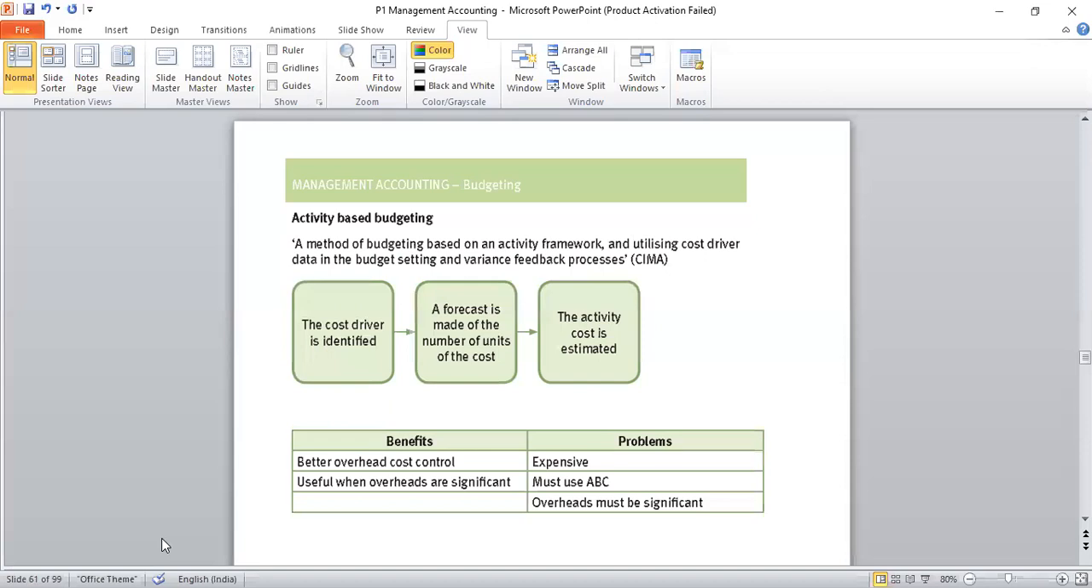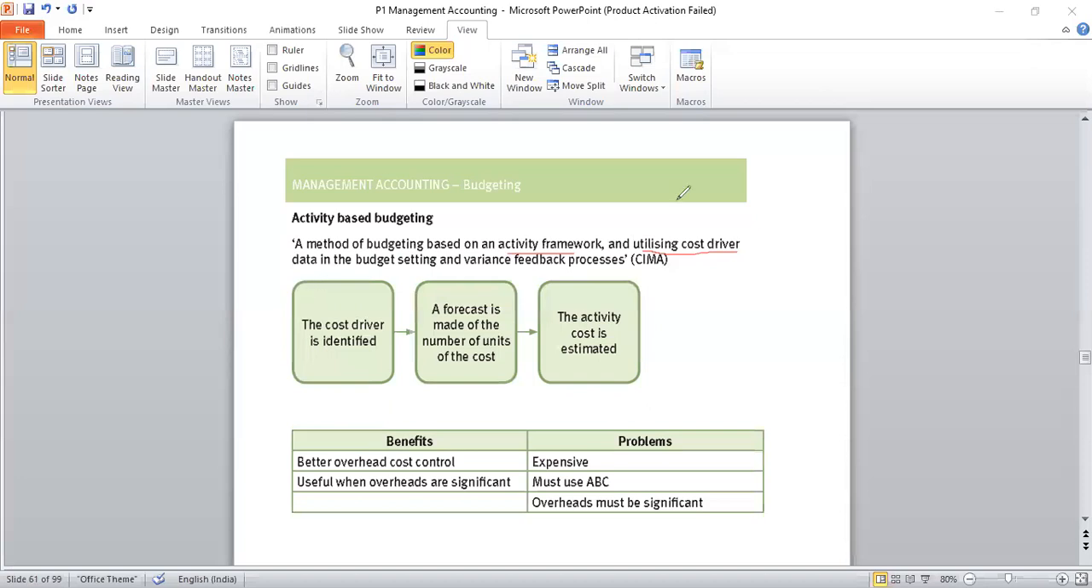A method of budgeting based on an activity framework and utilizing cost driver data in the budget setting and variance feedback processes. Okay, so let's try to understand what this concept is. It's a method of budgeting based on an activity framework, utilizing cost drivers. That is the cost usage. What are cost drivers? The usage or the volume of activity for that particular variable. That is the cost driver. We have also worked out a few questions on activity based costing.